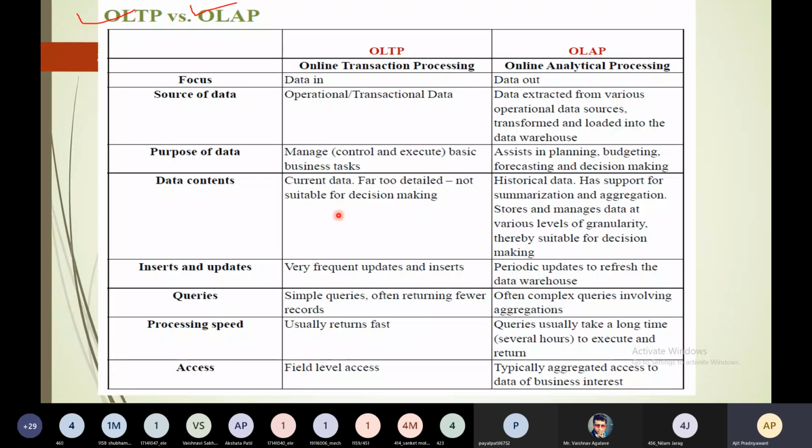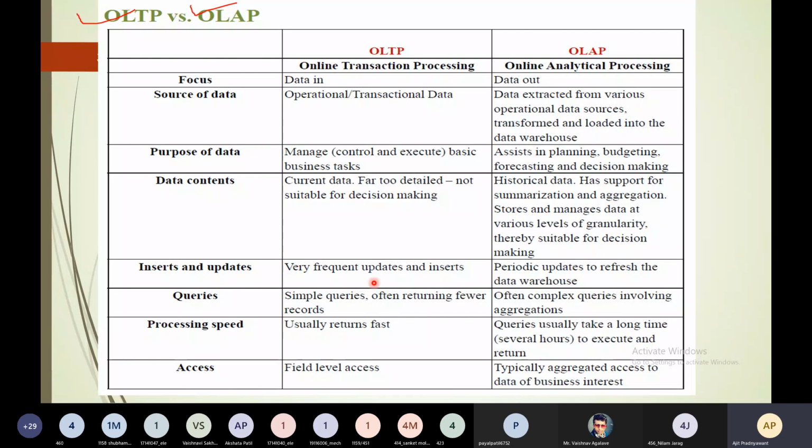What does the data contain in OLTP? Current data, far too detailed, not suitable for decision making. What will the data consist of in OLAP? It consists of historical data. Historical data is kept in OLAP. It has support for summarization and aggregation. It stores and manages data at various levels of granularity, thereby making it suitable for decision making.